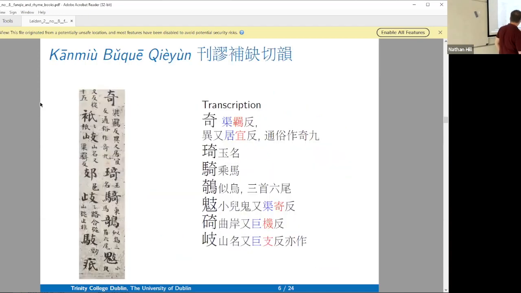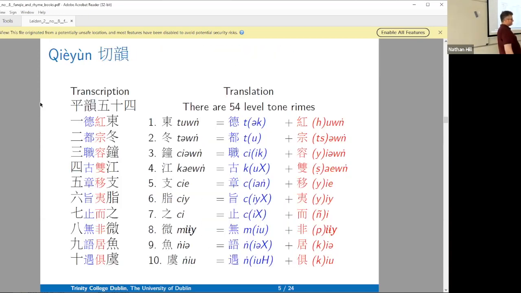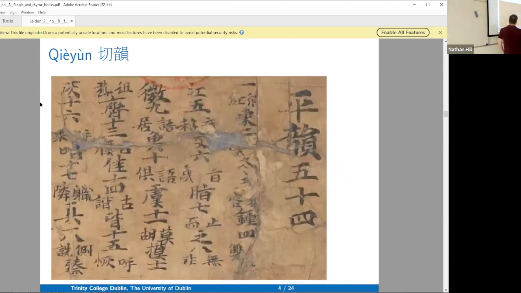So the initial is given on the left and the rhyme is on the right. That's because I'm making it easy for you. If you look at it, actually it's read this way. And then you actually get the fanqie here, so the number, and then the head word in the font.